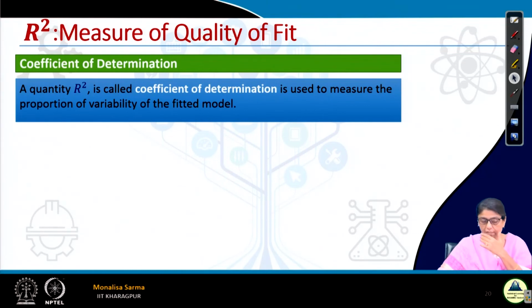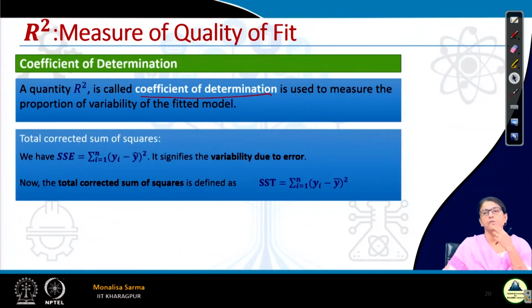So, this quantity R square is called the coefficient of determination. This is used to measure the proportion of variability of the fitted model. The fitted model that I have fitted, that means the straight line that I have fitted, how much variability is there from the actual? If I take the actual value which I have from xi and yi, what value it gives, and what value this line gives, how much variability is there? So, basically that is the quantity R square. The coefficient of determination is used to measure the proportion of variability of the fitted model.